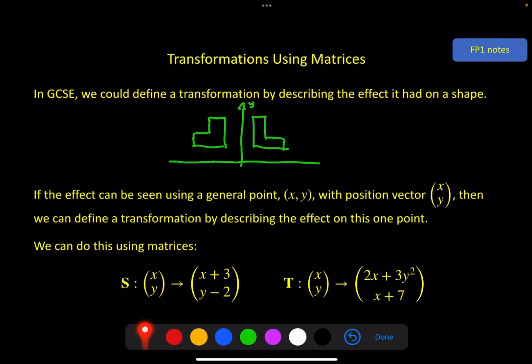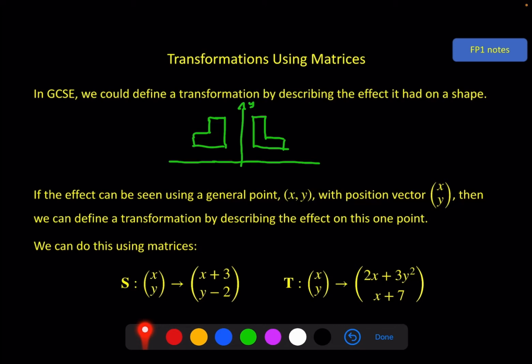Another example: the transformation T has the effect of changing the position vector of the point (x, y) into the position vector (2x plus 3y squared, x plus 7). And this is not a very simple transformation, like this is a translation. I can't just say, oh, this is a, and then tell you something from your GCSE work, because this is quite a complicated expression for the x, and an expression for the y that involves the x, but not the y. So you wouldn't be expected to know what this means in terms of a geometric change.